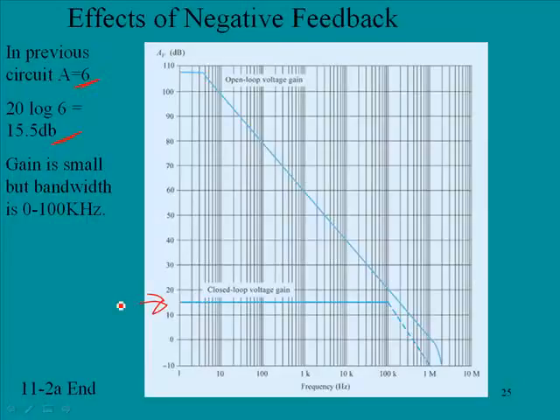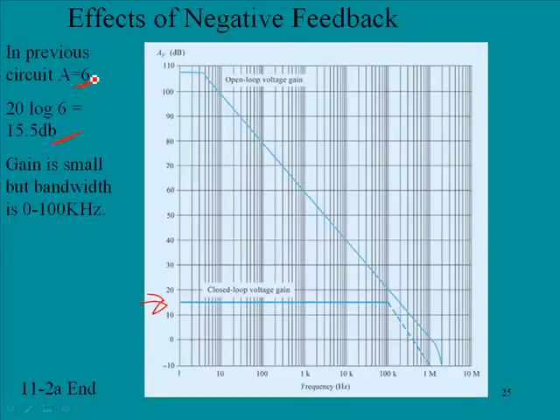Now, what we'll see here is that we don't have mighty gain, but we do have great bandwidth. And our bandwidth goes from 0 hertz all the way out to 100 kilohertz. So we lose our gain, but we gain wide bandwidth, and we have a very stable gain all the way across this spectrum. So from 0 hertz all the way to 100 kHz, we have a gain of 6 or 15.5 dB.